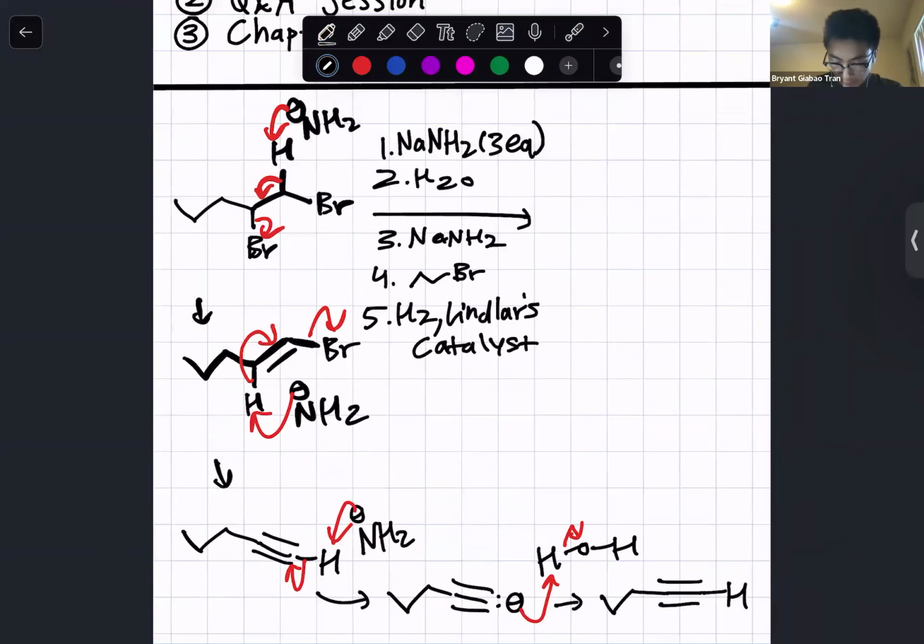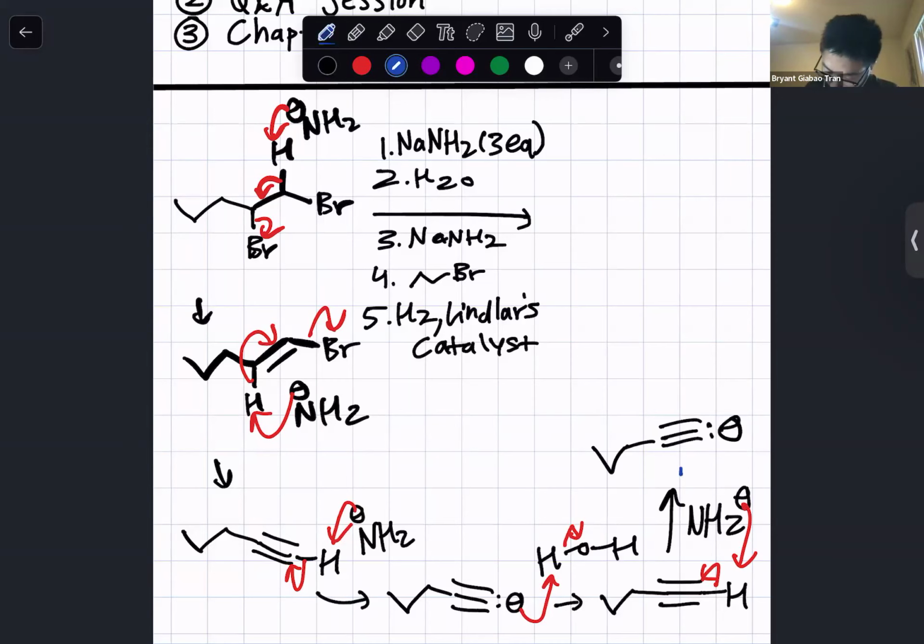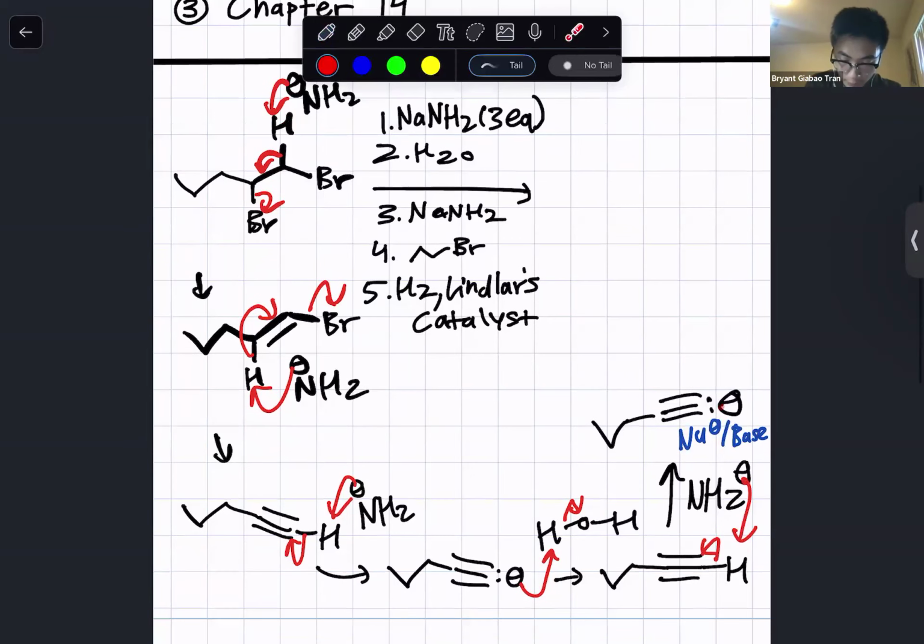The next step, NaNH2, is going to just deprotonate that terminal alkyne and give us this alkyne anion here, where this alkyne anion can be a nucleophile or a base because it is negatively charged. When we bring in the fourth step, that haloalkane here is primary because that carbon there is attached to only one other carbon. An SN2 reaction is going to happen where this nucleophile attacks that partial positive carbon and kicks out the leaving group.